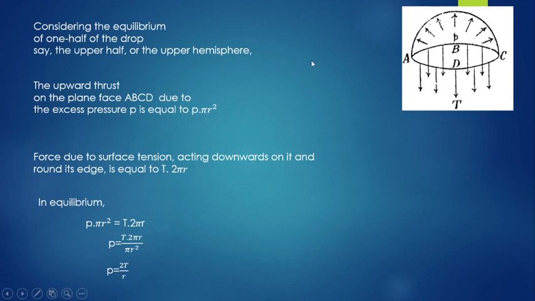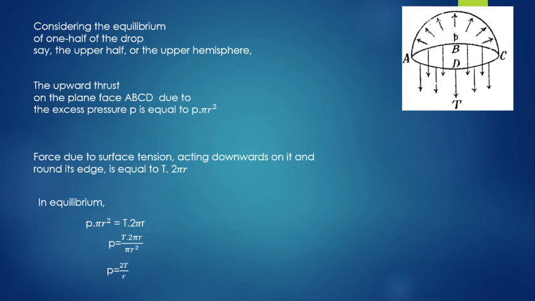So we are equating both forces, that is, P into pi r square equals T into 2 pi r. So from there, P equals T into 2 pi r by pi r square. Cancelling the equal terms, we get P equal to 2T by R. So the excess pressure inside a liquid drop is equal to 2T by R.